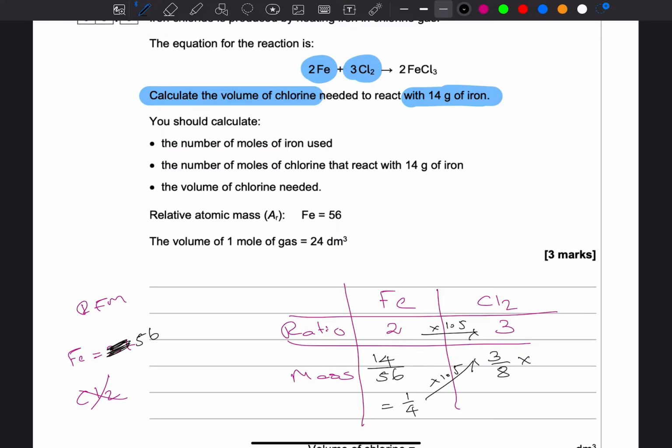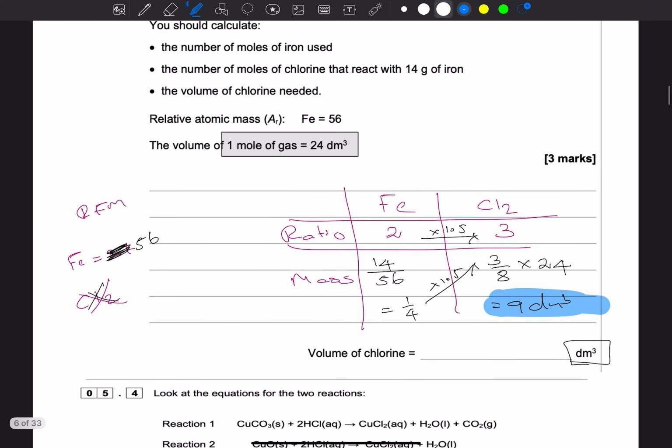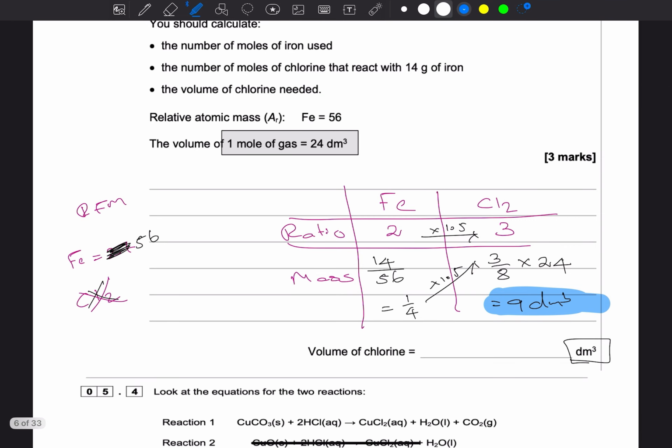times it by, remember, you don't multiply the relative formula mass of Cl2 because we don't know the mass. You said 1 mole is 24 dm cubed, so you just times it by 24 dm cubed, which gives you 9 dm cubed. And they want the answer in dm cubed as well, so you're fine. Okay. Good. Next one.